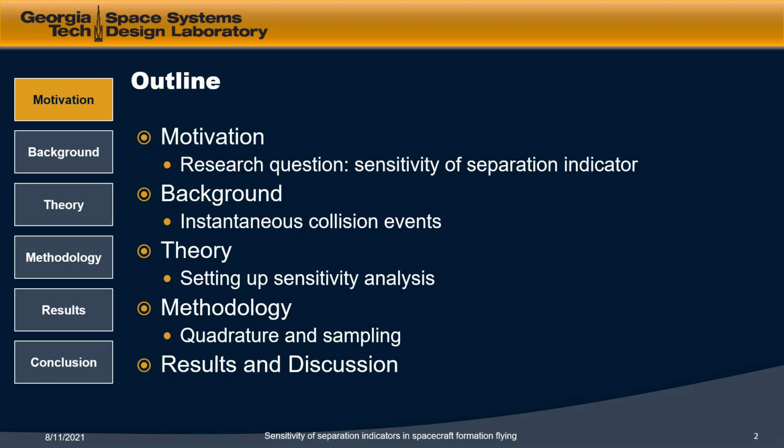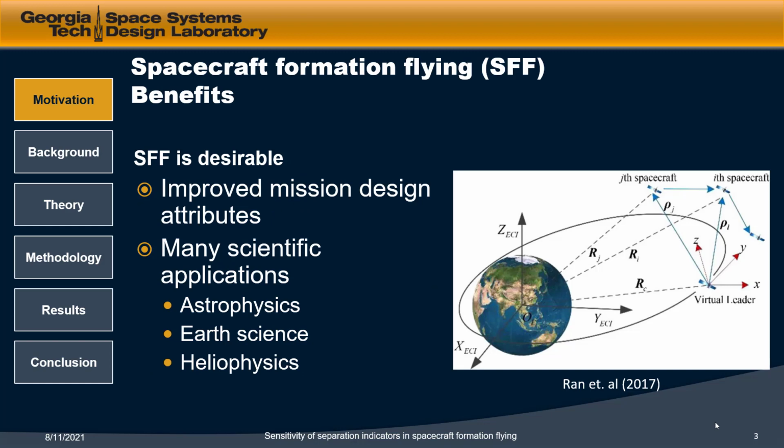Let's dive in. Spacecraft formation flying is a set of more than one spacecraft that track dynamic states relative to one another. Having such an arrangement of spacecraft is beneficial because it can endow missions with improved scalability and maintainability. It also has many potential scientific applications such as gravity field recovery, weather forecasting, exoplanet detection, and more.